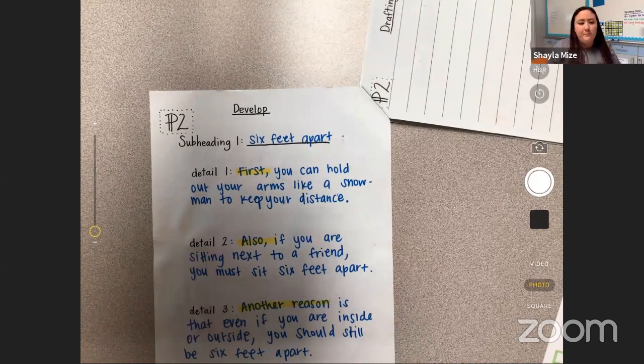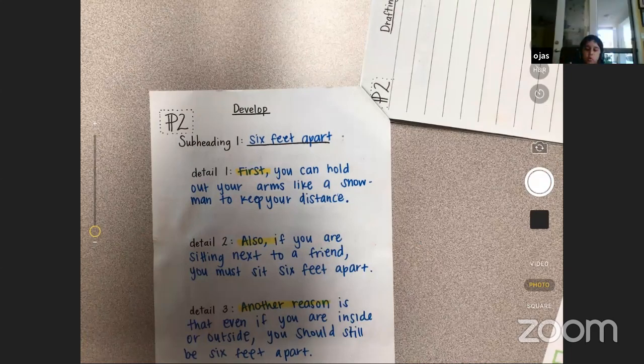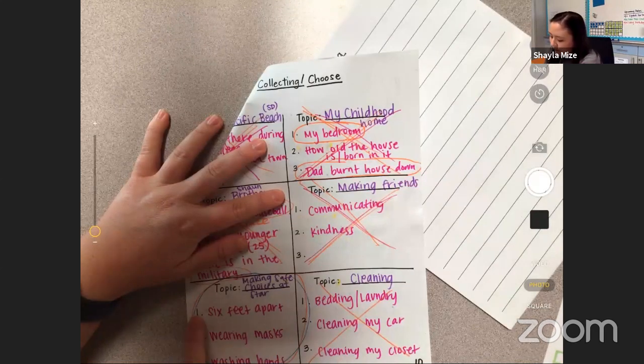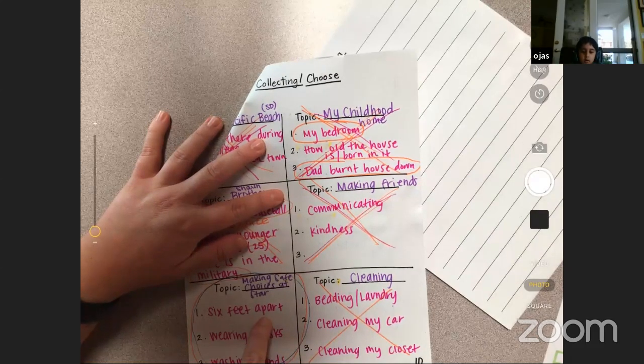Write them. Miss Mize, what am I supposed to write? Ojus, you are writing exactly what you wrote about and circled here. So your number 1, what is your number 1? You're talking about your mom, right? Yeah. Okay, so what was your number 1?